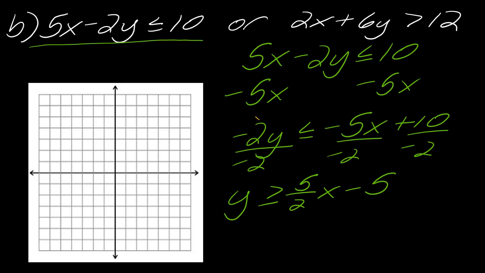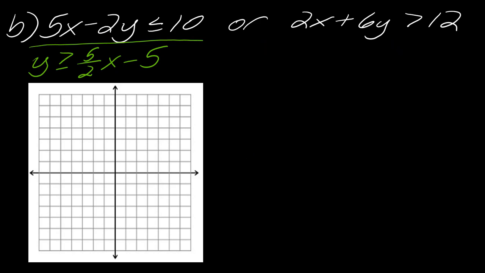Okay, so there's the equation that I want to actually graph. So this is y is greater than or equal to 5 over 2x minus 5. So let me clear the rest of this out. And now we can go ahead and graph the line. So I've got a y-intercept of -5, 1, 2, 3, 4, 5. And then I go up 1, 2, 3, 4, 5, and over 2.